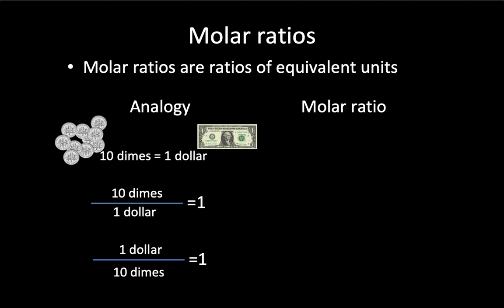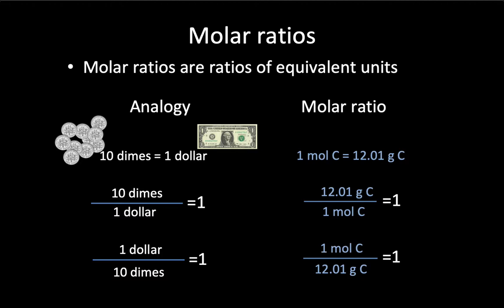Now, again, we'll compare that to moles. If I look at the thing we just used in the last slide, 1 mole of carbon, we said weighs 12.01 grams. And so we can now set those into ratios as well. And again, either one can be on top depending on what we're going to use because those values are equal to each other and they would cancel out.